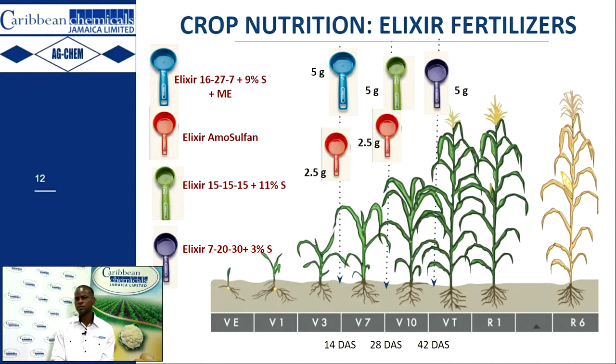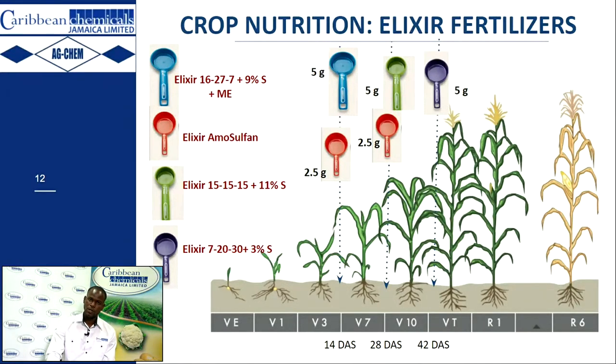And the final application of your granular will be your 7-20-30. And this comes with 3% sulfur, which even at that later stage of development allows the plant to pick up the nutrients adequately, right? And as I said, Elixir is a compound line of fertilizer. So each grain, you'll have the required nutrient for the plant. So you don't have to worry about the ratio that you're picking up in your hand or about to apply. Each grain would have that balanced ratio.